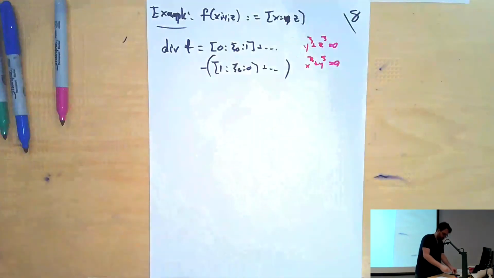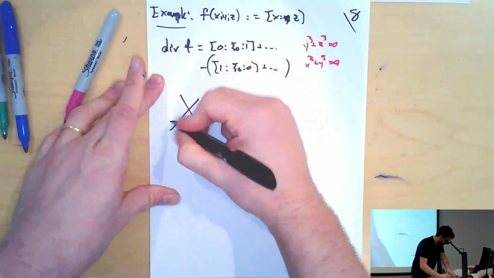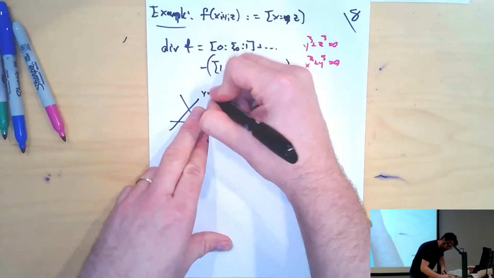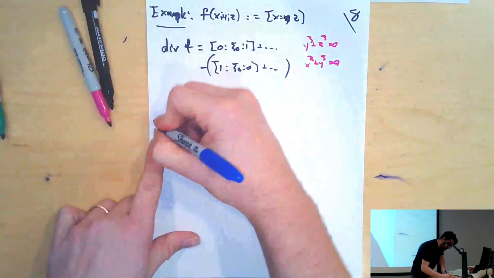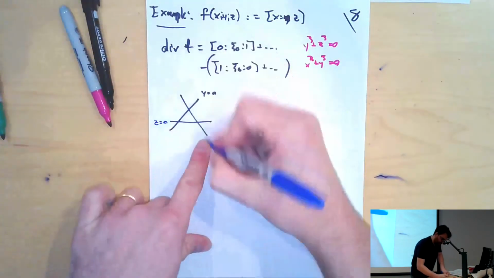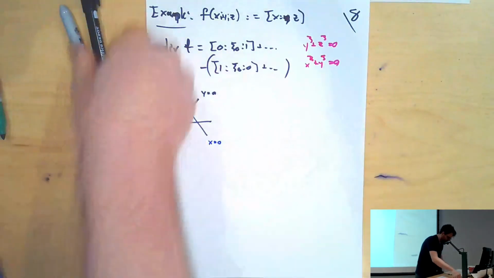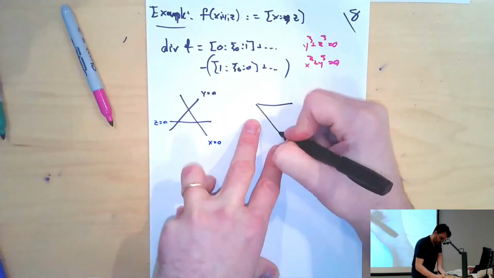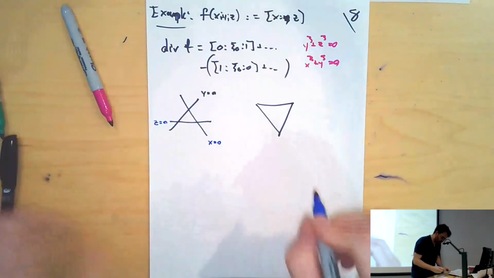So div, let's draw the picture again. You have to be very careful. So I'm going to label this line y equals 0, this line z equals 0, and this line x equals 0, x, y, z. Great. And then the Berkovich picture again is this with a bunch of stuff coming off.